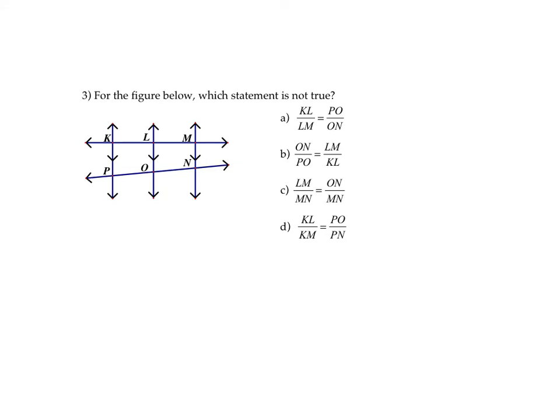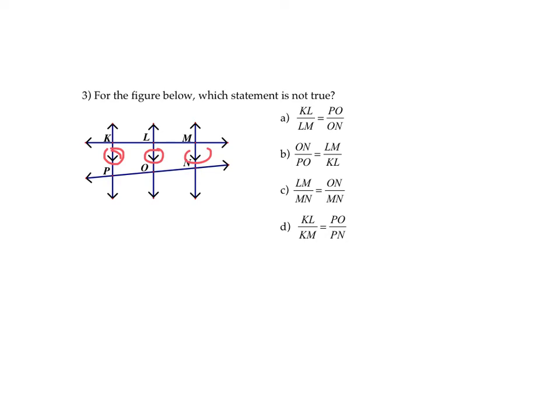Okay, in our final example, it says, for the figure below, which statement is not true? So we have parallel lines as evidenced by our symbols right here. And we're using the final theorem that we covered, which says if 3 or more parallel lines intersect two transversals, then they divide the transversals proportionally. So we have to find which of these proportions is not true.